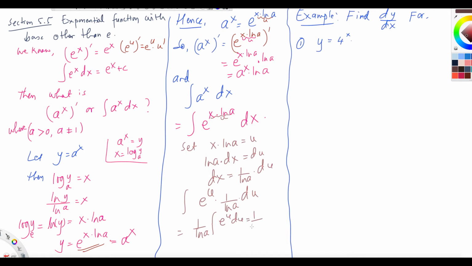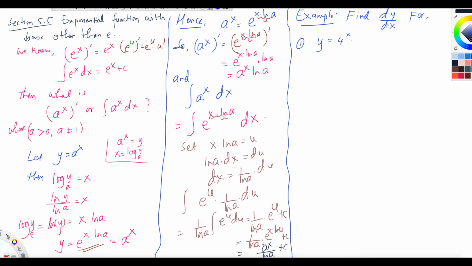So 1 over ln a. What is the integral of e to the u? It is e to the u, right? So it is 1 over ln a times e to the, what is u? u is x ln a, so x times ln a, plus c. But if you want to write this in a more precise form, what is e to the x ln a? That is a to the x, right? So it is a to the x over ln a plus c.